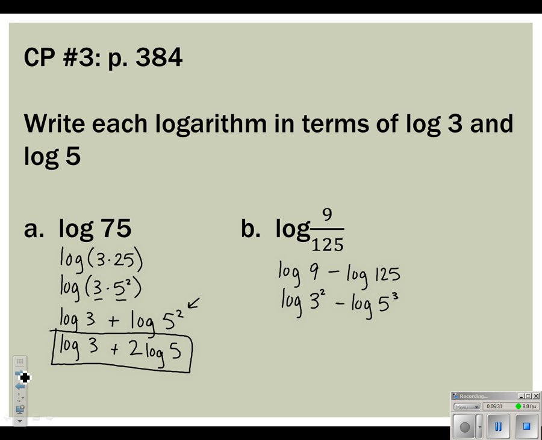So 9 can be rewritten with 3s, and 125 can be rewritten with 5s. And again, we don't quite have log of 3. We've got 3 squared, but that power comes out front. Same thing with the 5 to the 3. Bring the 3 out front. And we have an equivalent value.